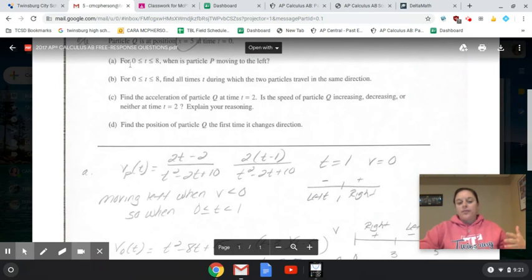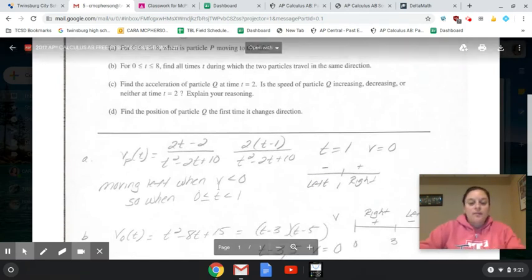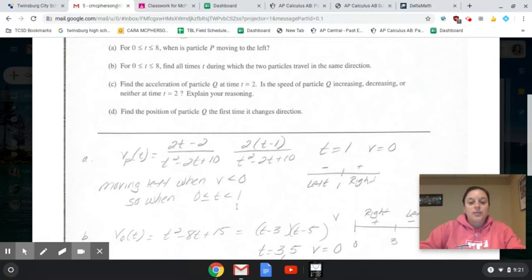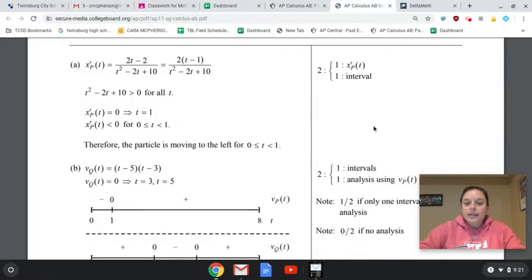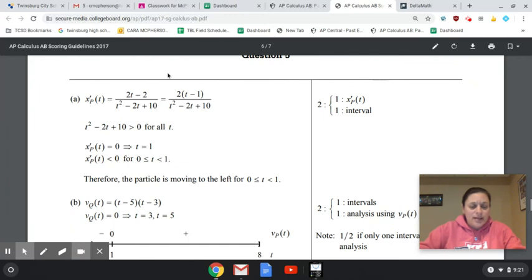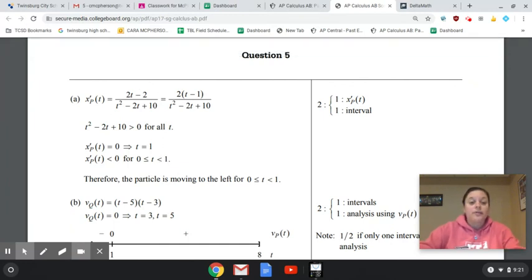So that's why I never even mentioned negative. You can't have negative time anyway. So it's moving to the left when the velocity is negative, and that's going to happen between 0 and 1. For the grading, I think they did very similar to what I did. They took the derivative. You get 1 point if you derive it, even if you have no idea what to do with the derivative. And then your last point is for that interval from 0 to 1.